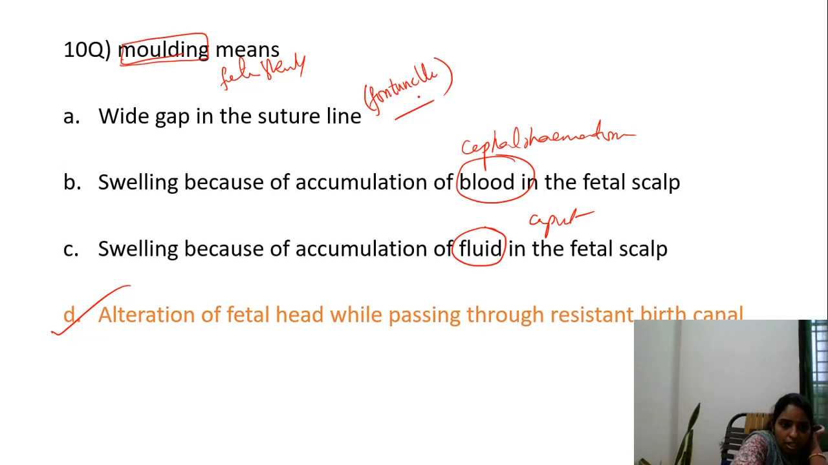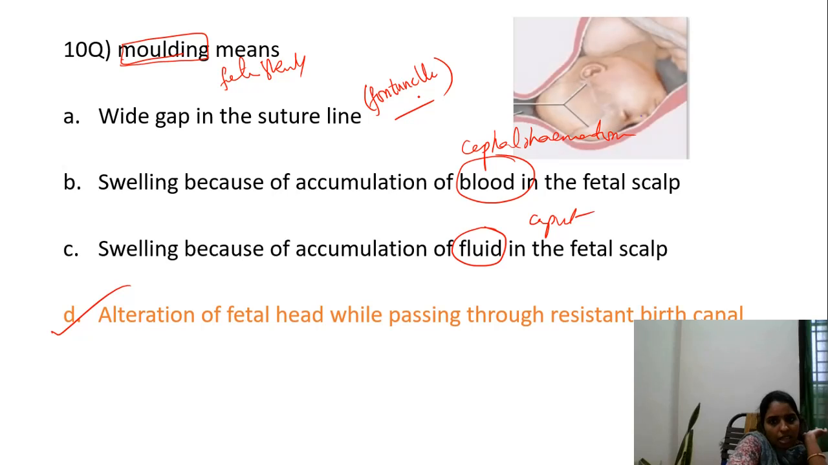These are 10 questions which have been repeatedly seen in examination papers. Please go through them once again. Molding, as I have said, is the alteration in the shape of the head of the presenting part: the elongation of the mentovertical and compression of the suboccipitobregmatic. Once again, please go through all these questions; you will get an idea and it will be helpful in your examinations. Thank you.